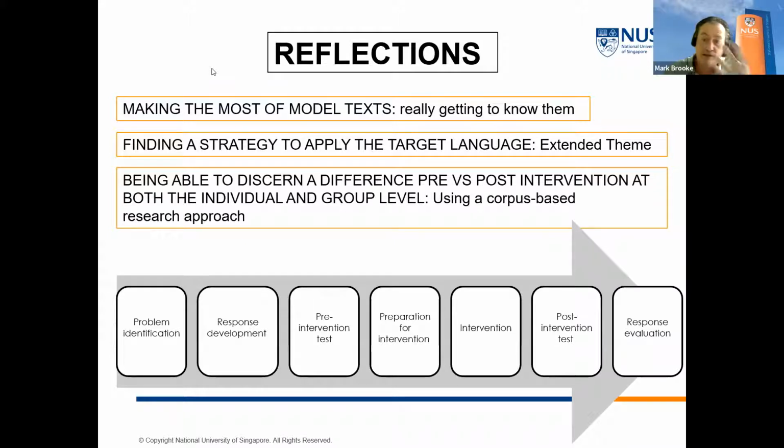So based on my reflections, this is my response evaluation, I would say that it really helped me to get to know the texts we were working with. It helped me to think about how I can focus on target language. But I think the main difference is it helped me to discern a difference pre and post intervention at both the individual and the group level using a corpus-based research approach. So that's all I wanted to do, talk about a particular research cycle that I've used in the past.